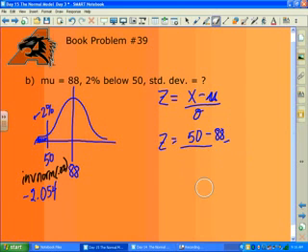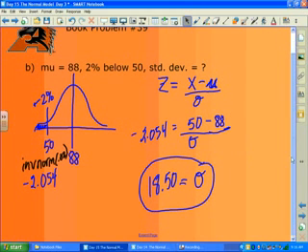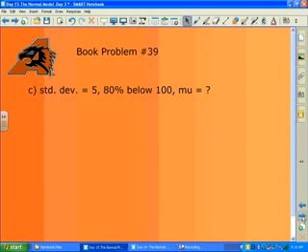Oh, oops, I put that in the wrong place. Okay, I got a standard deviation of 18.5. Okay? All right, so you're good? Okay, next one is going to use the same process, but it has something different missing. Look, what's missing? Our mean is missing.